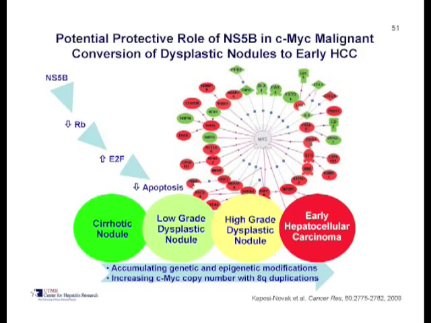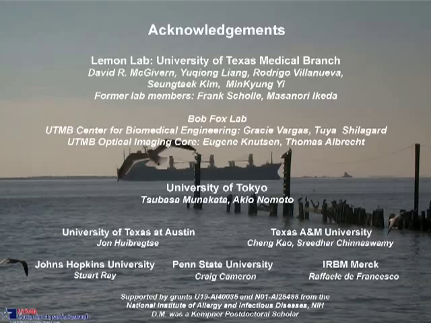Now, another view of this, of course, is this interaction of E2F, which is regulated by RB, and c-MYC, which has been shown recently to be profoundly important in this late-stage malignant transformation of liver cancer. And one could postulate that the NS5B regulation of RB leads to increased E2F activity. That actually downregulates the apoptosis that occurs as a result of c-MYC overexpression. And that simply favors this late-stage malignant transformation of the high-grade dysplastic nodule to early hepatocellular carcinoma. At least that's a hypothesis that we think is worthy of further investigation.